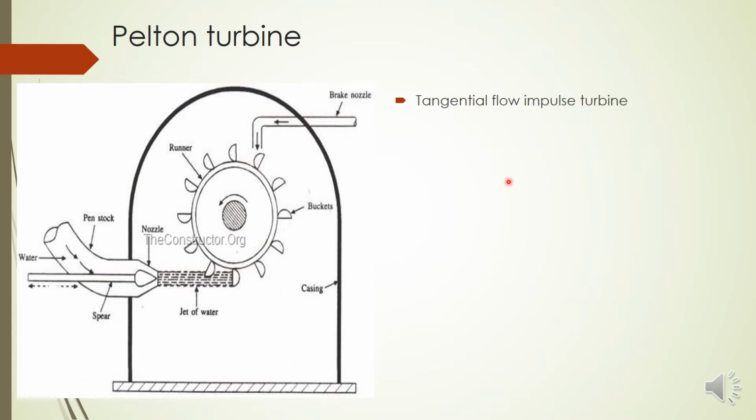The Pelton turbine is a tangential flow impulse turbine. You can see here, this circle is our runner, and the water is going in this direction, so it is tangent to this circle. So it is a tangential flow impulse turbine. It works by the impulse of the jet. And it is named after the American engineer L.A. Pelton, who developed this turbine.